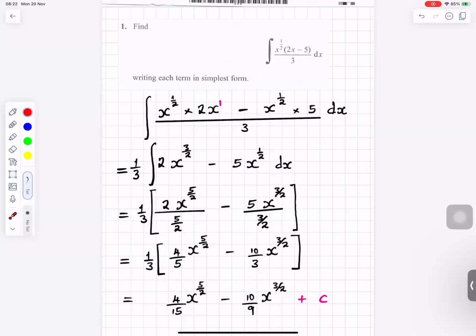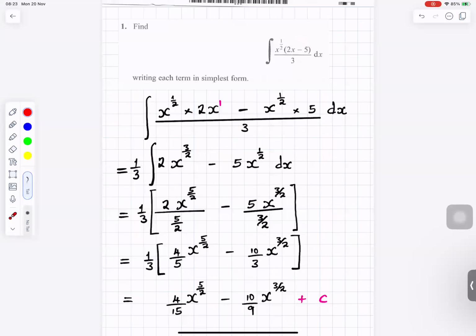Before you integrate, you have to rearrange the expression such that you can integrate it. You notice there's a divide by 3 underneath. So the first thing, we have to remove the bracket: x to the half times 2x, x to the power half times minus 5. Now, the divide by 3 is like 1 over 3, so you take it out of the bracket, out of the integral sign.